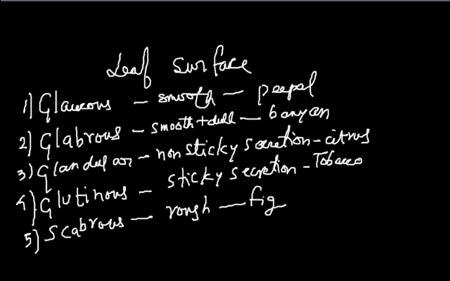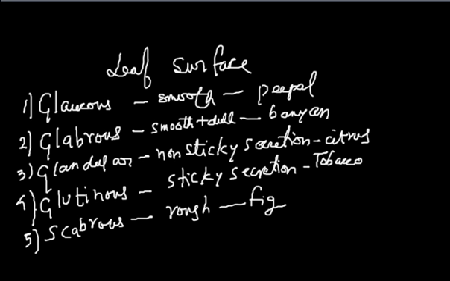A case very similar to glaucous, but a little different, is glabrous, where even though the surface is smooth, it looks dull. I mean, it's not that shiny, and the leaves of banyan tree are a very good example of the glabrous surface.